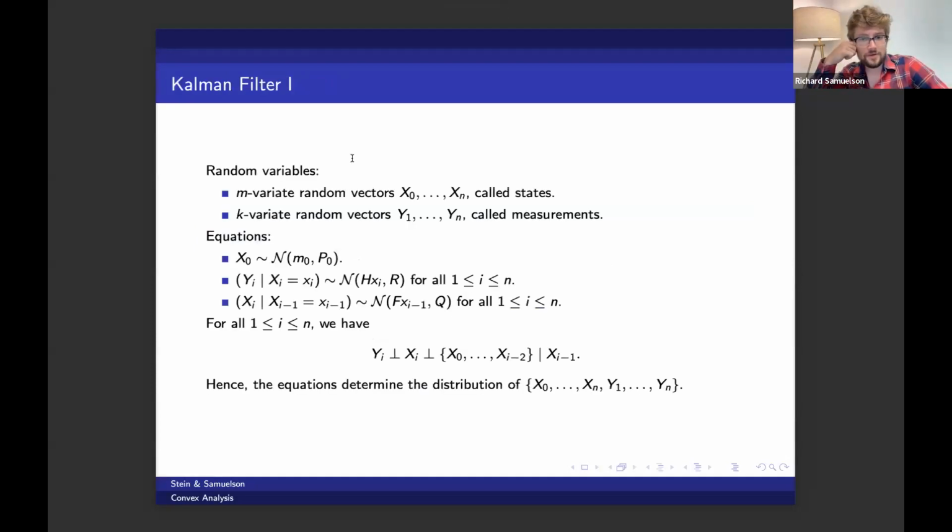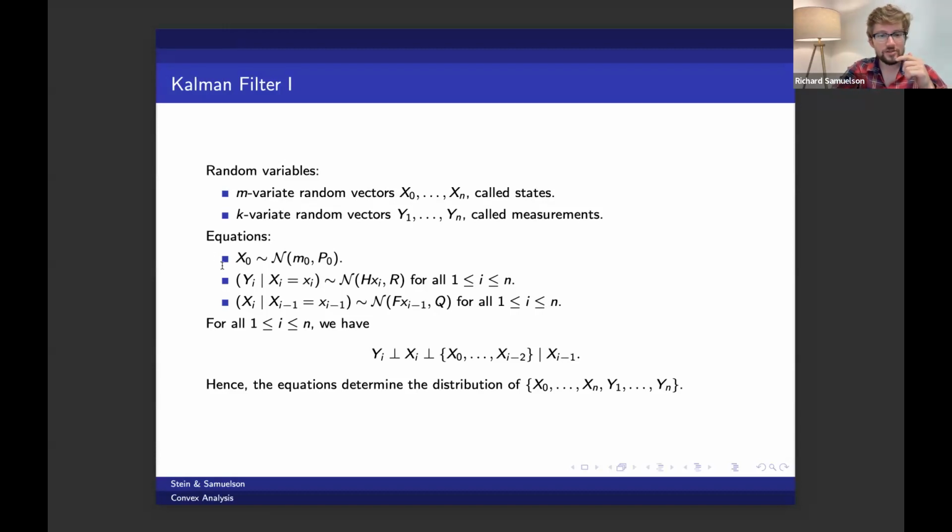So the Kalman filter both specifies a problem, and then it's a linear time algorithm for solving this problem. So we have these random variables, which are indexed by time, and they're called states. And these other random variables, y's, which are also indexed by time, and they're called measurements. And the idea is broadly this. We want to know about the states, but all we can see are the measurements. So specifically, a Kalman filter is dictated by these equations.